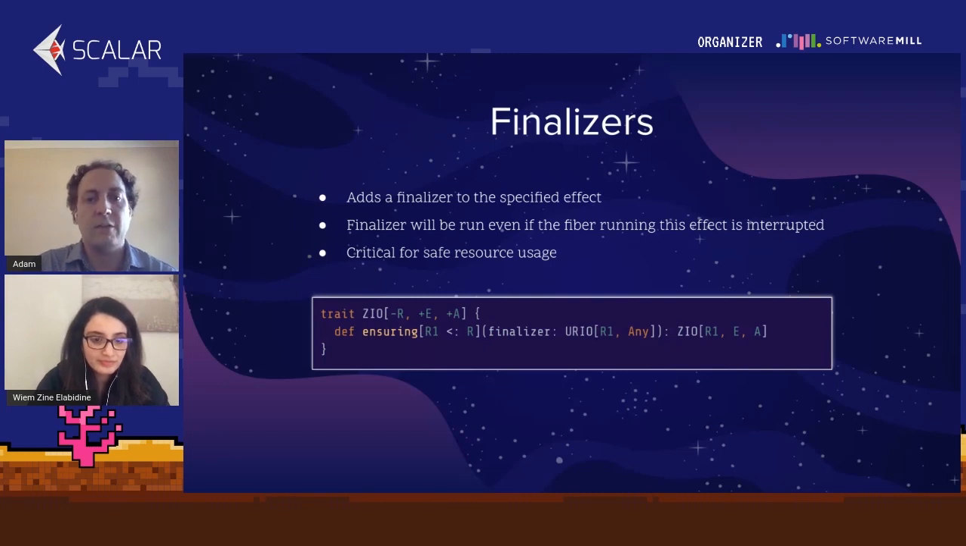Versus with ZIO, we can attach finalizers with operators like ensuring. When we call ensuring on a computation, we say this finalizer has to be run when this computation is done, no matter how the computation finishes, whether it's successful, whether it's failed, whether it's interrupted. And that, along with another one called bracket that's similar to it, are really the building blocks for us being able to use resources safely within fibers and within concurrent code that could get interrupted.